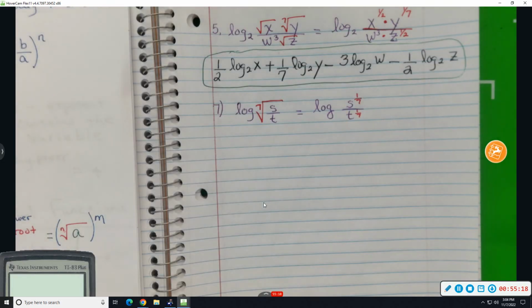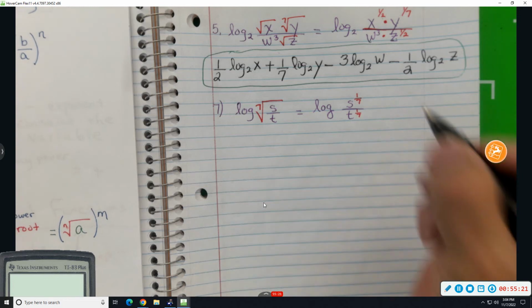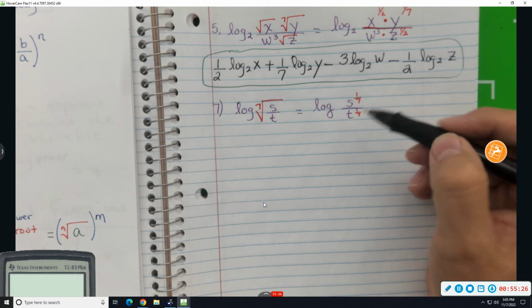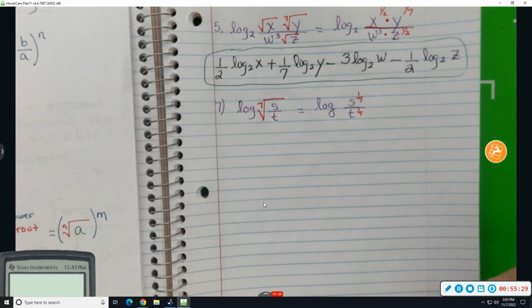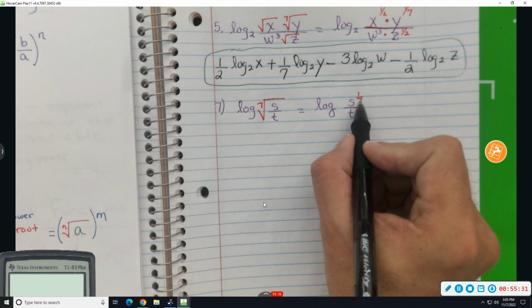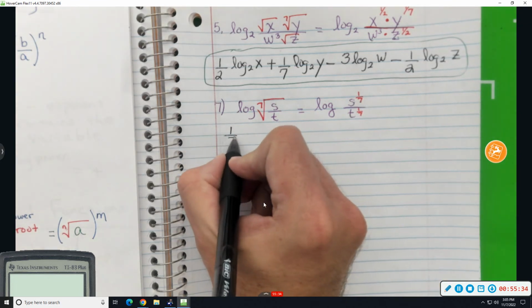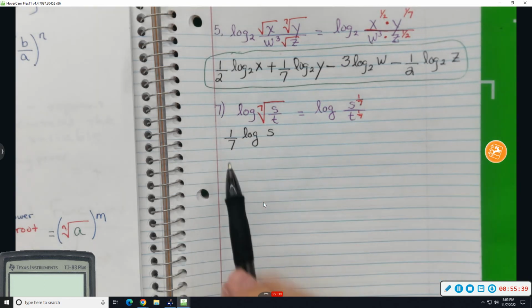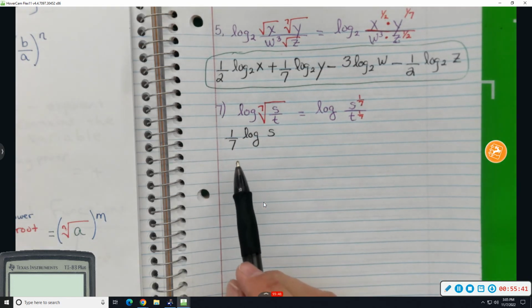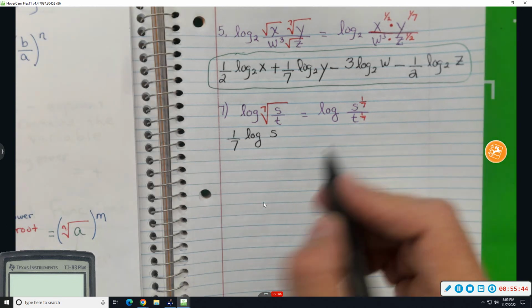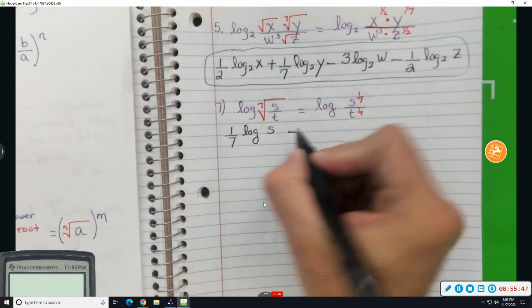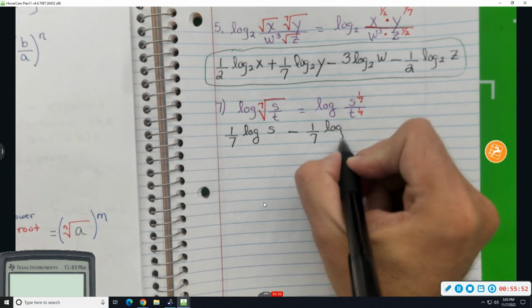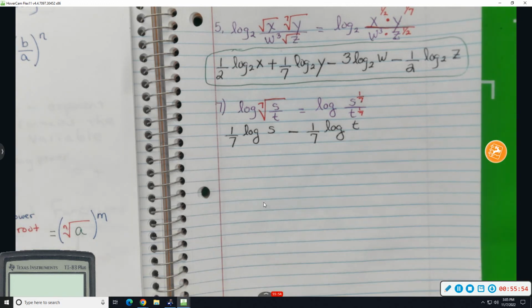So, how do we expand it? Well, how many logarithms are we going to have? 2. How many minus signs? Just 1. You get started with the exponent, 1/7 log S. Oh, I like this where there's no base that you have to be typing in, no subscript. Then plus or minus? Minus 1/7 log T.